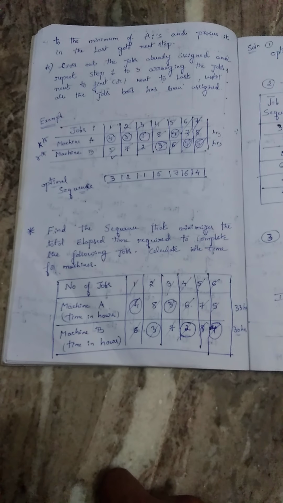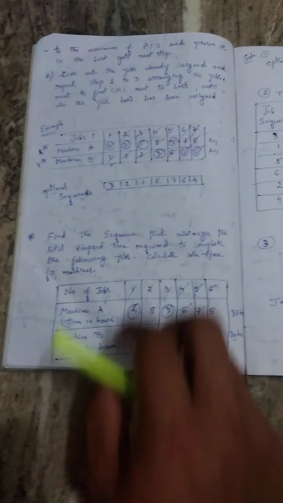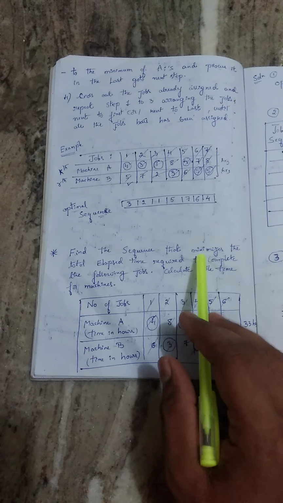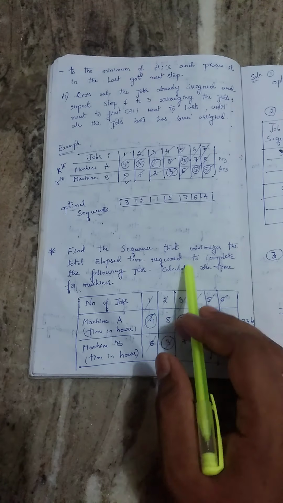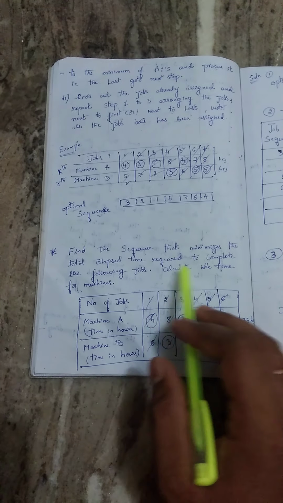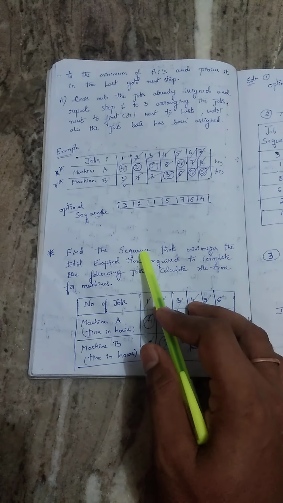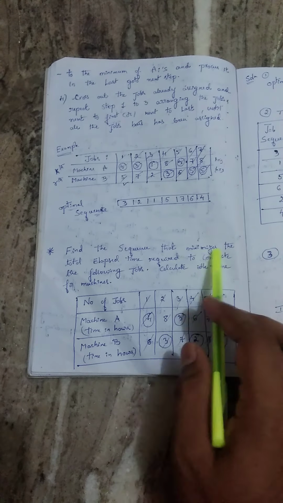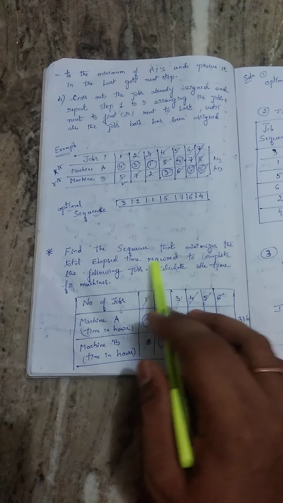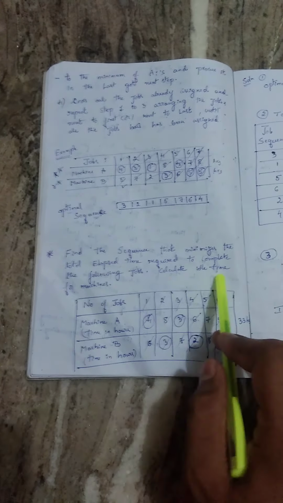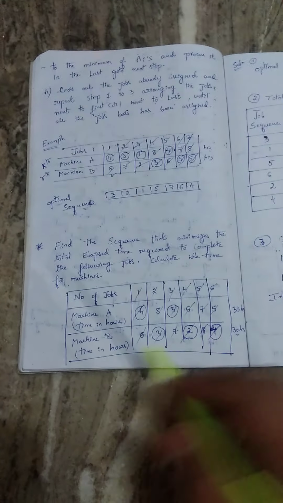Students, we are going to study the topic of n jobs and two machines. For the new problem, find the sequence that minimizes the total elapsed time required to complete the following jobs, and calculate the idle time for the machines.